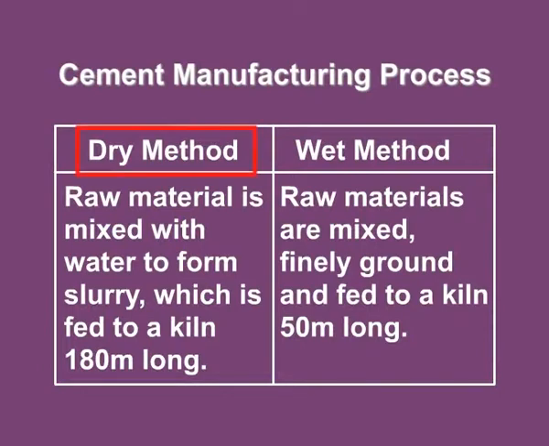Cement is prepared by dry and wet methods. The dry method is preferred over wet method as it consumes less energy. The difference between the two methods is that in the wet method, the raw material is mixed with water to form slurry, which is fed to a kiln 180 meters long. In the dry method, the raw materials are mixed, finely ground, and fed to a kiln 50 meters long.